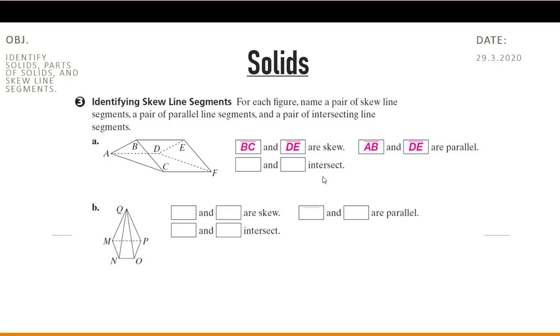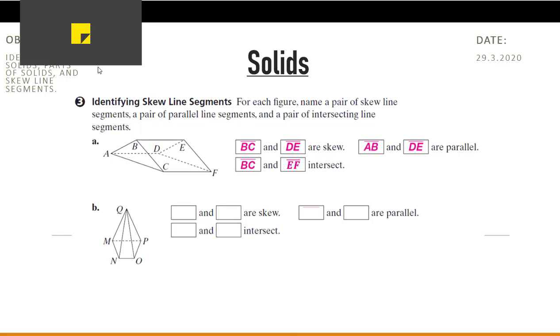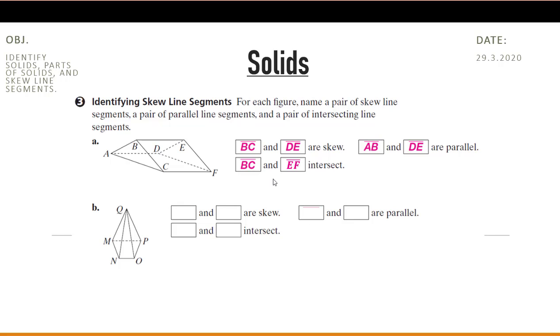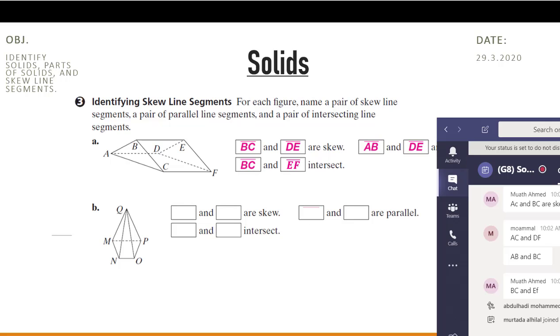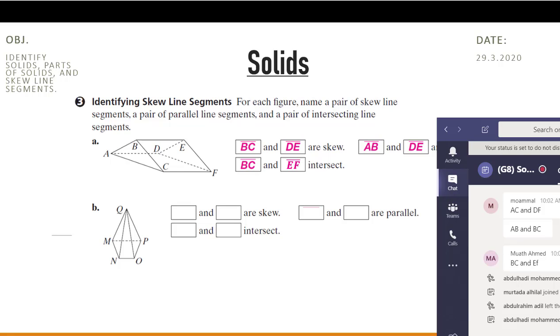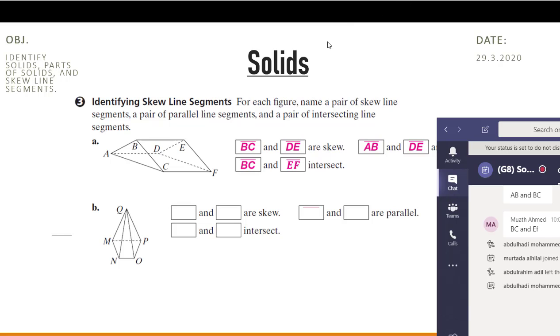Now I want two intersecting lines, maybe BC and, sorry, not EF, BA. Okay, this is wrong. Guys, this is BC and BA, for example. These two are intersecting.